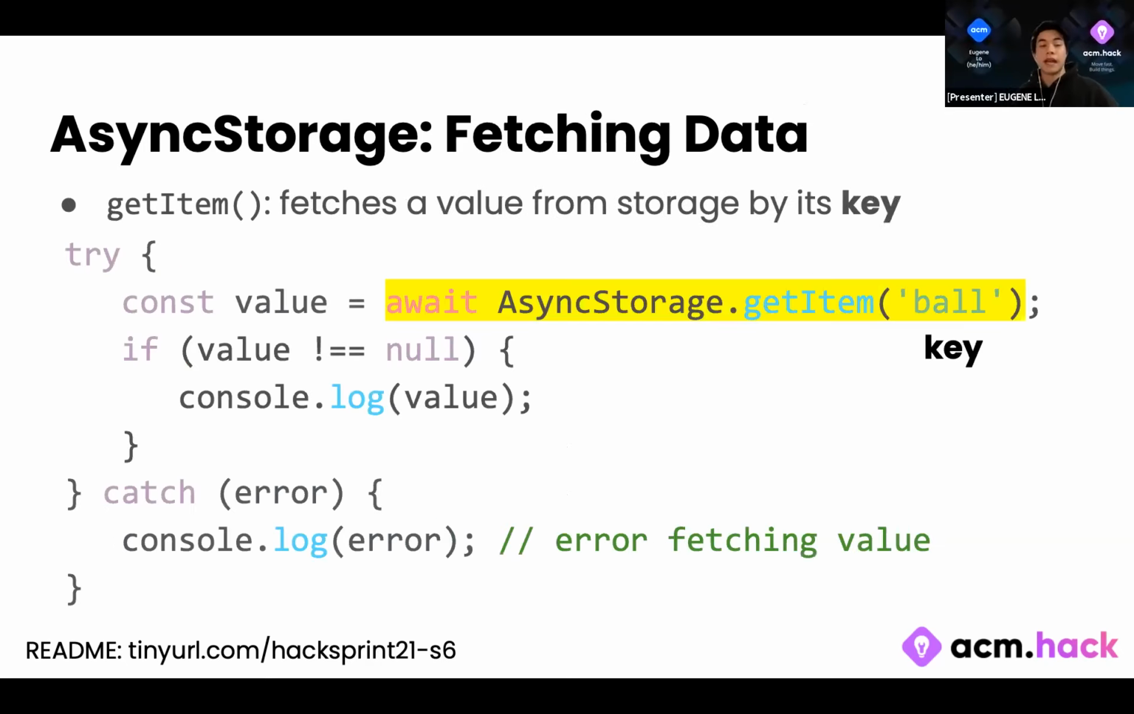So now let's take a look at how you would get it out once you've put in this data. So to fetch data in async storage, you use getItem, which fetches a value from storage by its key. So getItem only requires one parameter, which is the key that you're looking for, which again has to be a string. And once you await that and you find the key that you're looking for, it'll extract the value associated with that key out, and you can store it into a variable.